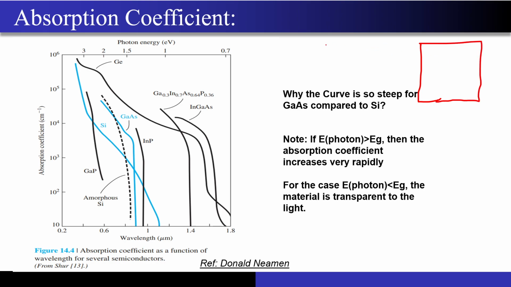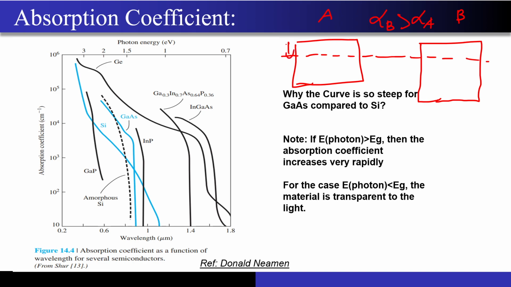Let's say this is material A, and let's say this is material B. Let's say alpha of B is higher than alpha of A, right? So what does this mean? If I draw the same amount of thickness over here, at a particular thickness t_0 from the surface, right? The intensity of light I will get for the semiconductor material B at the thickness t_0 will be lesser than the intensity of the light that I will get in the semiconductor material A at the same thickness t_0, right?